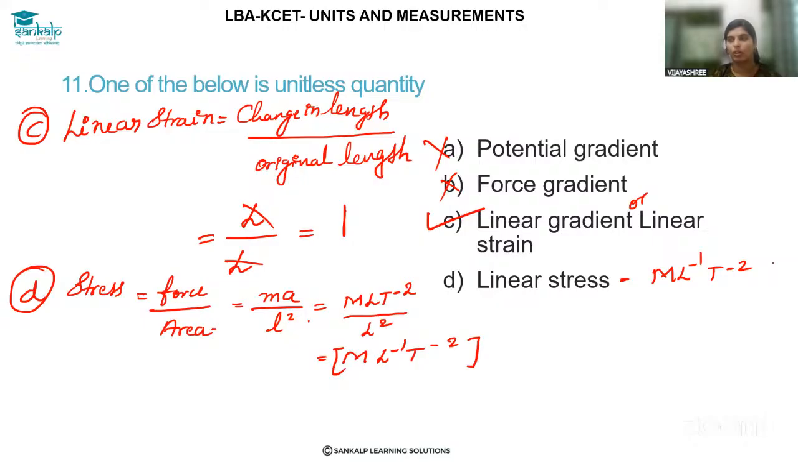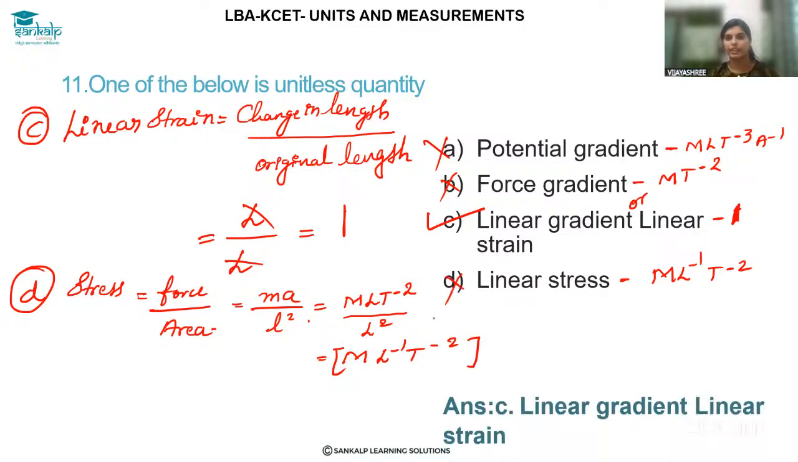So all these have dimensions. Linear potential gradient has M L T raised to minus 3, A raised to minus 1. So the required answer is linear gradient or linear strain. It is a unitless quantity.